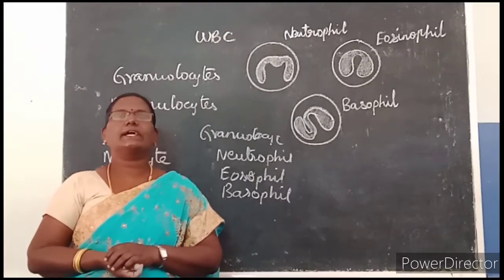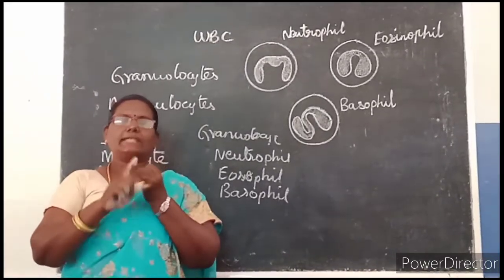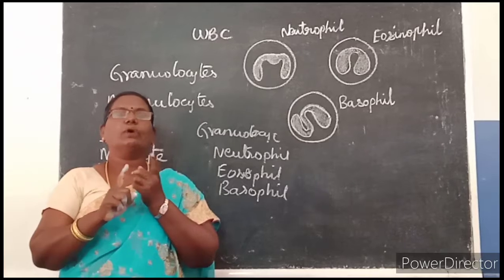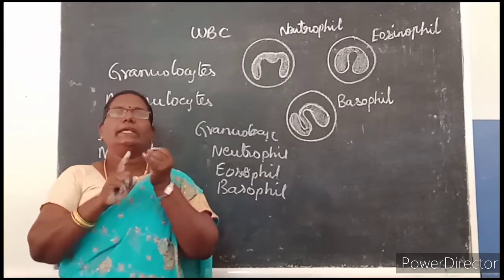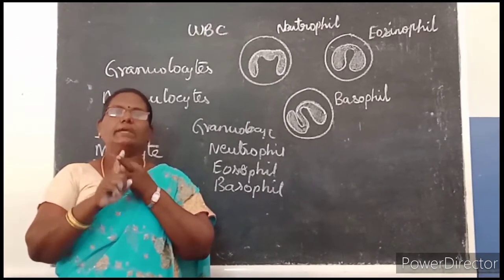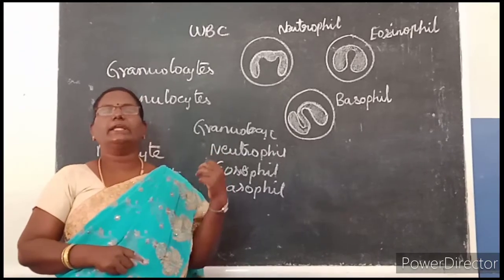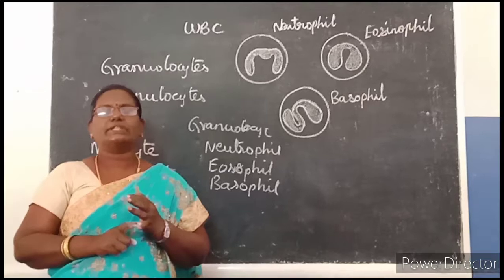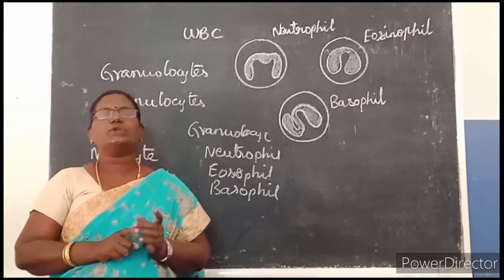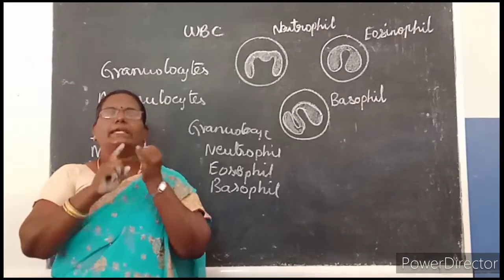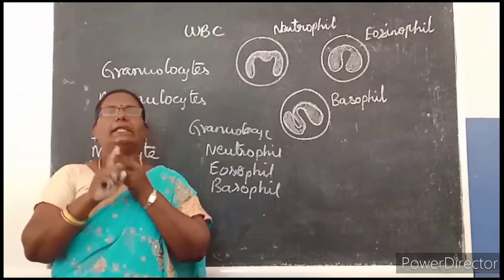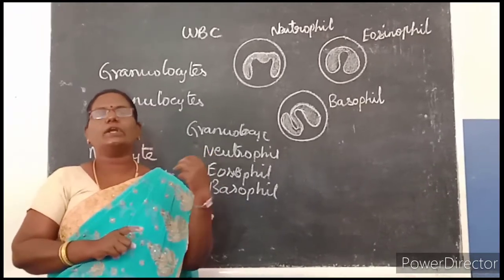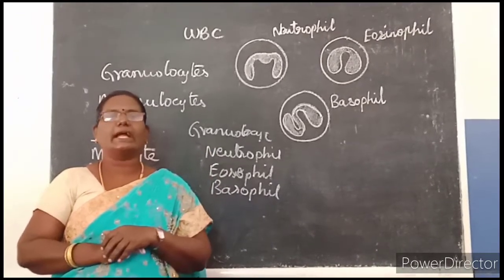The basophil secretes histamine, serotonin and heparin. What are the secretions of the basophil? Histamine, serotonin, heparin. They are involved in the inflammatory reaction.